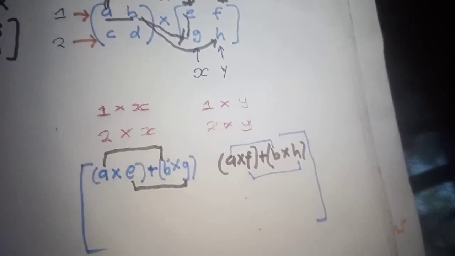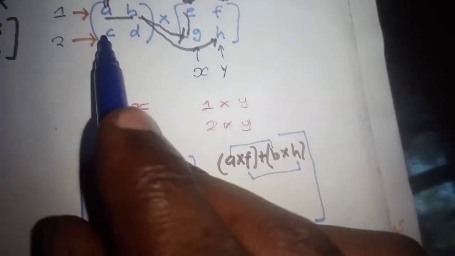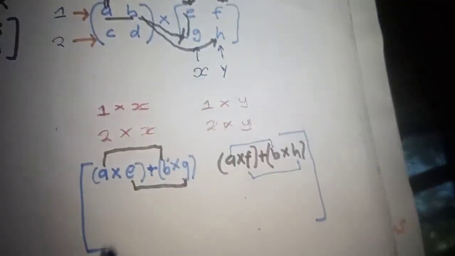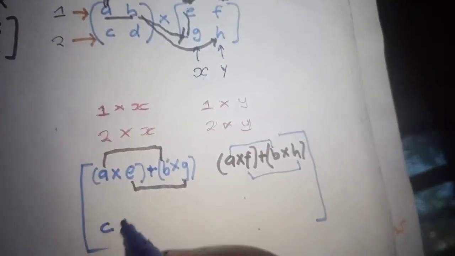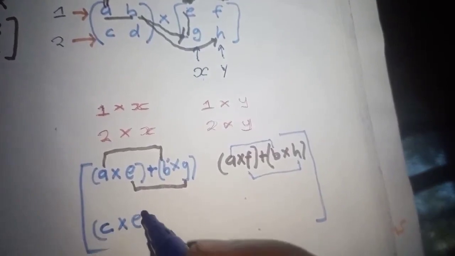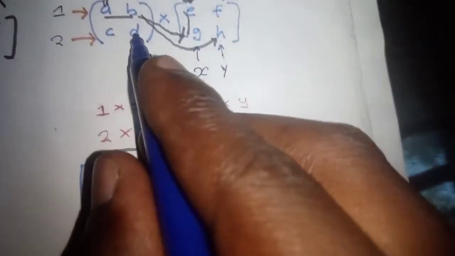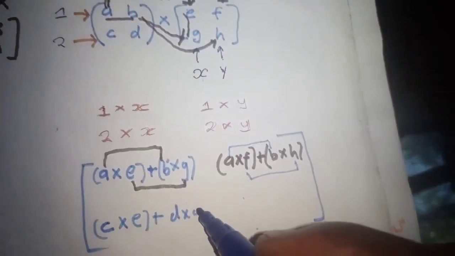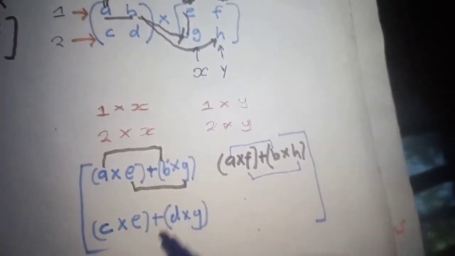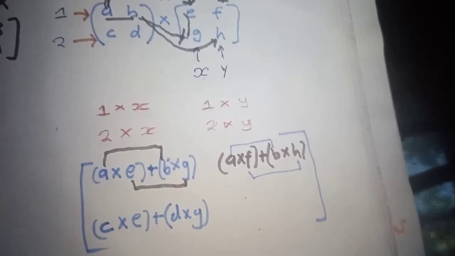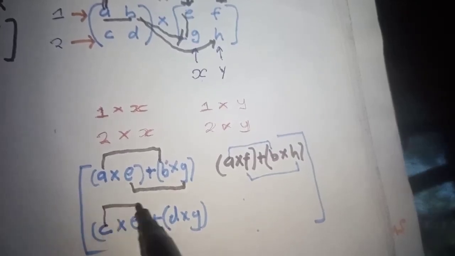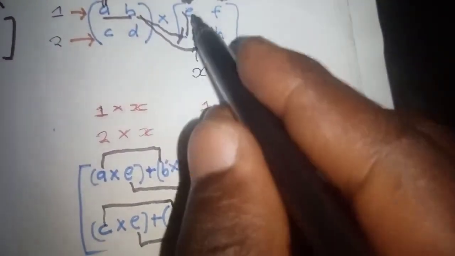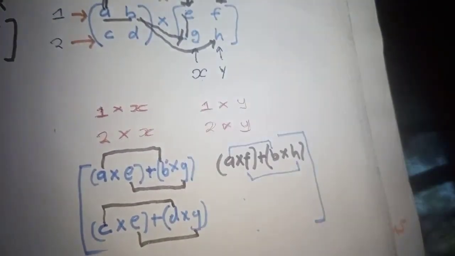Then you go down to row 2. Row 2 again, the first element here multiplies with the one on top. So you're going to do again C times E, then plus the one on the right multiplies with the one down. D times what? Times G. Again, you check. The one here and the one here should give you CD. The one here and here should give you again EG.